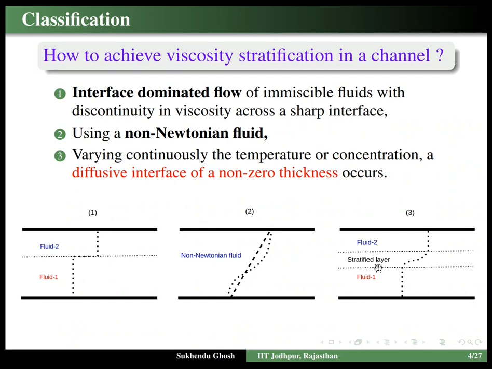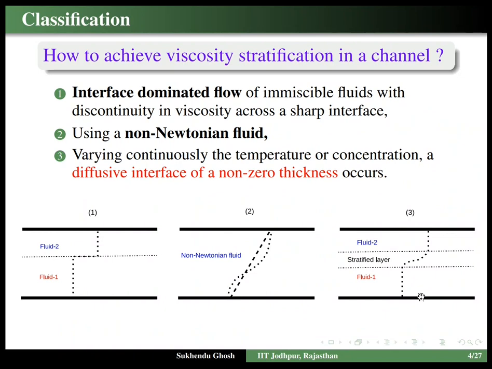And in such cases, you can again take help of one continuous function, but that continuous function is a different type of function. That function is constant in fluid layer 1, that function is constant in fluid layer 2, but it can continuously vary in the diffusive layer. And you can take such a function to represent the fluid properties in the miscible flow system. So the third flow system is known as the stratified flow system or miscible flow system.